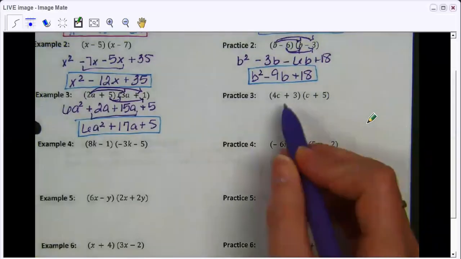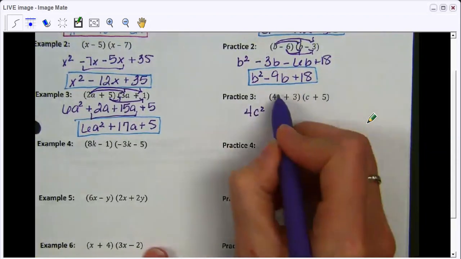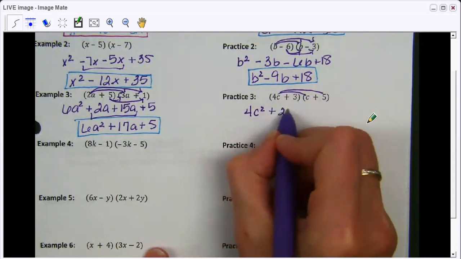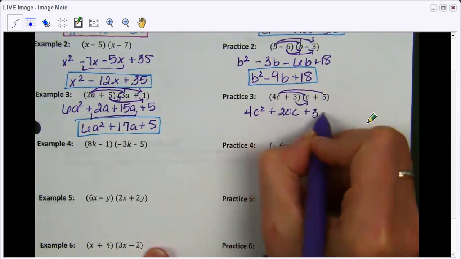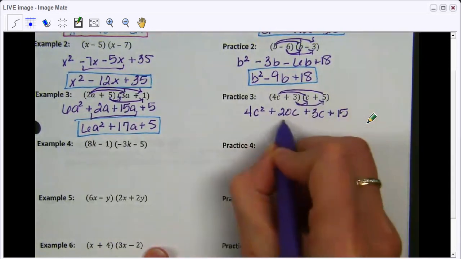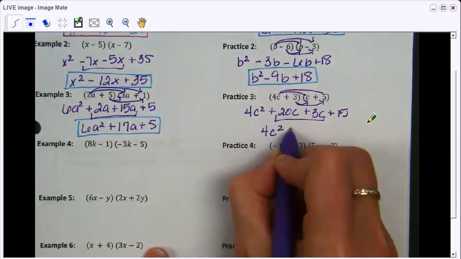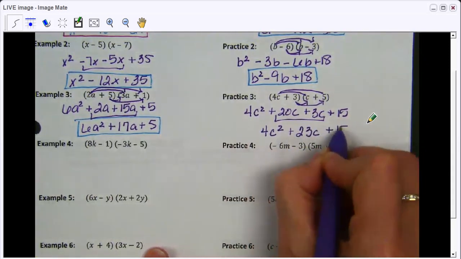So on this one, we're doing the first two terms. You should get 4c squared. And then 4c times 5 is 20c. 3 times c is 3c. And 3 times 5 is 15. We can then combine these to get 4c squared plus 23c plus 15.